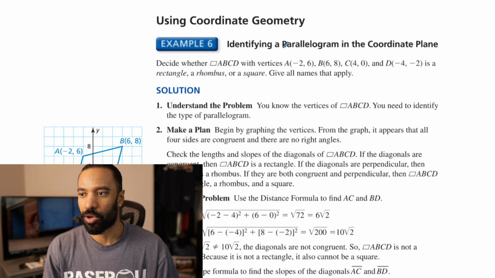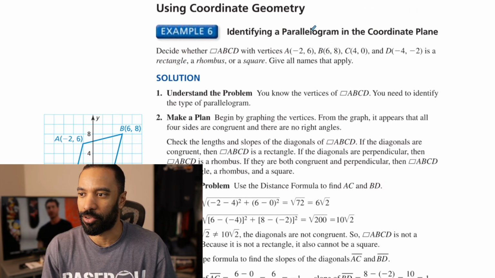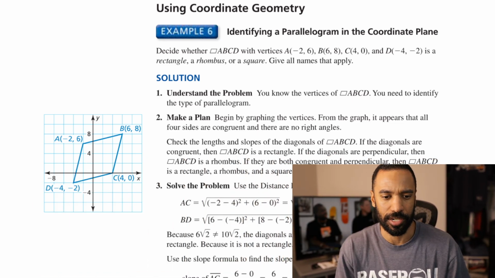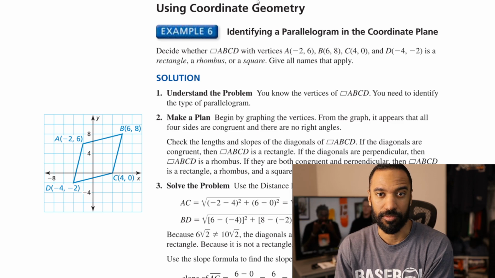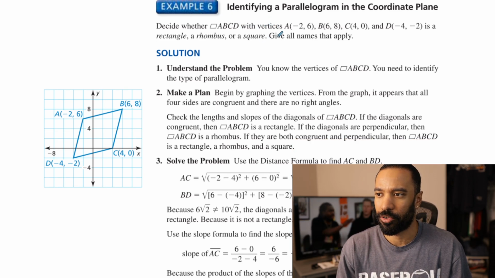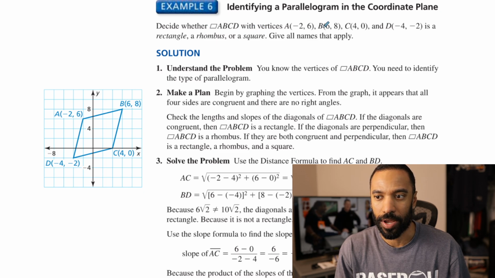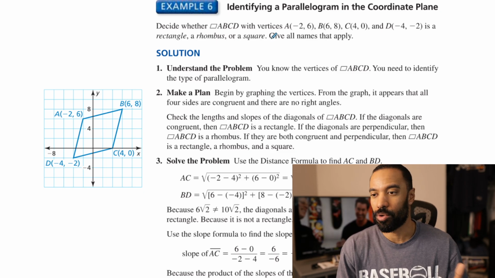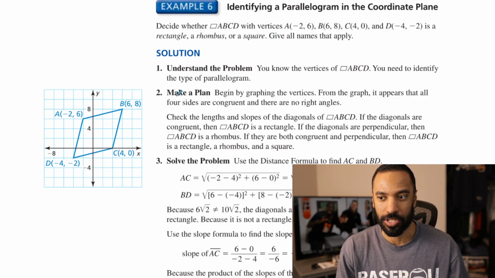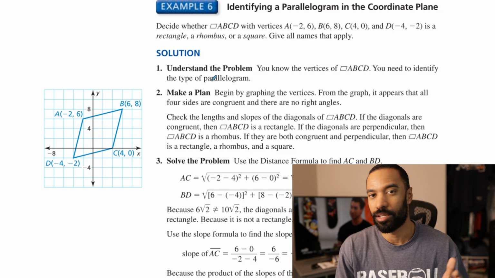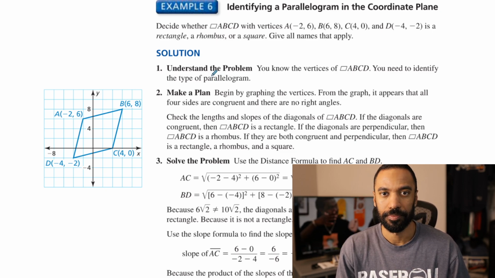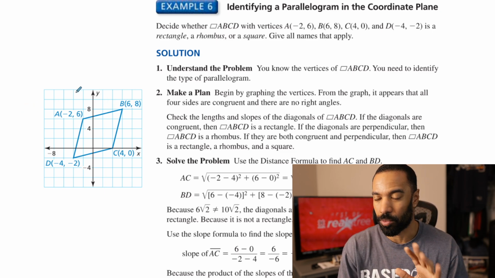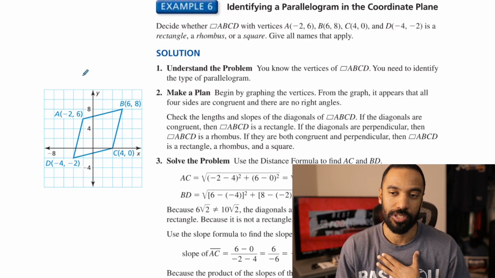Okay, let's look at coordinate geometry. Identifying a parallelogram in the coordinate plane. I think we did that before in section 7.3, maybe even 7.2. But identifying a parallelogram, what kind it is, rectangle, rhombus, square, if it's any of those. Give all names that apply. They're going to say understand the problem, make a plan. We want to understand what properties make those things true, and then start to build off same slope, opposite reciprocal slope, equal lengths.